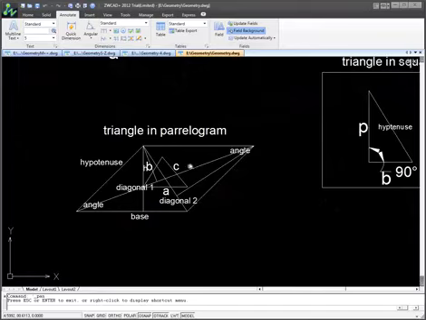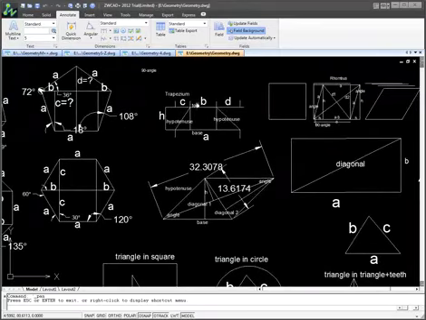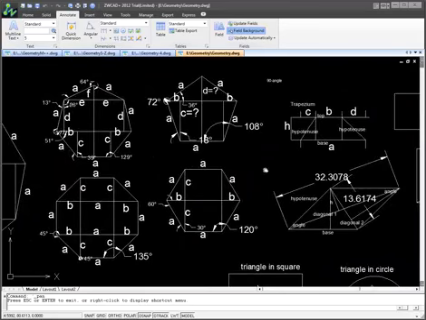And then you can say triangle in parallelogram. This triangle in this parallelogram, and on top of that we did a trapezium later on, and then we moved to the pentagon, the regular pentagon. Regular means the angles inside are the same, and the dimensions are the same. That is called a regular pentagon.